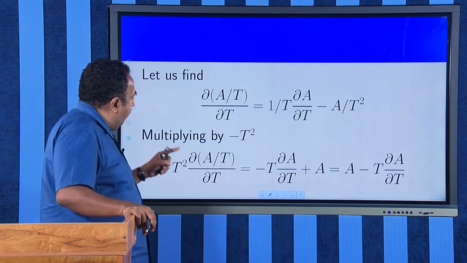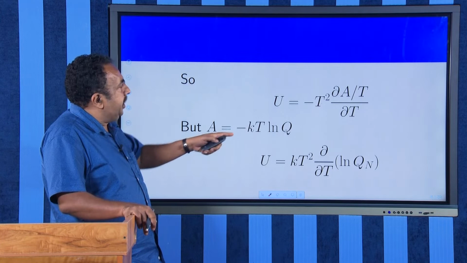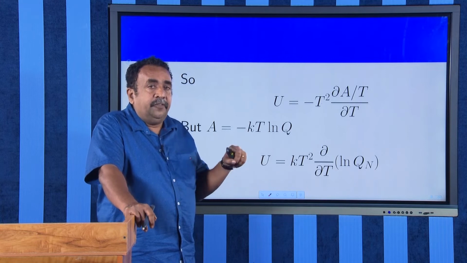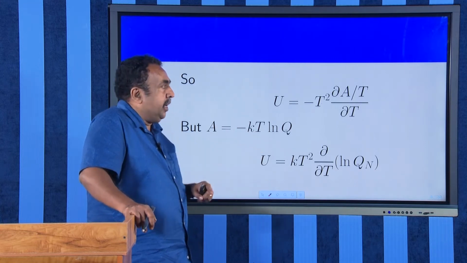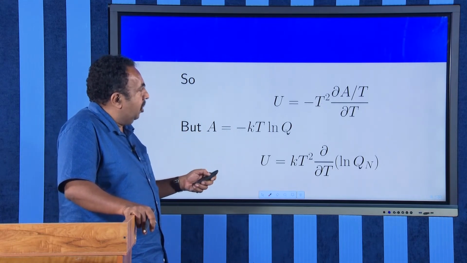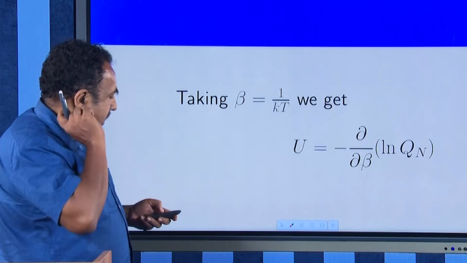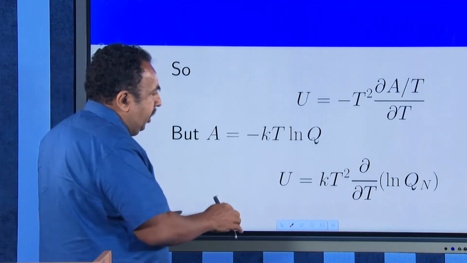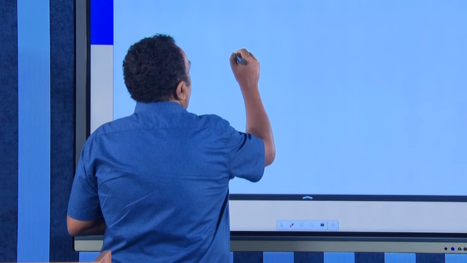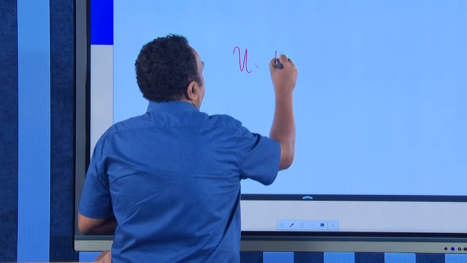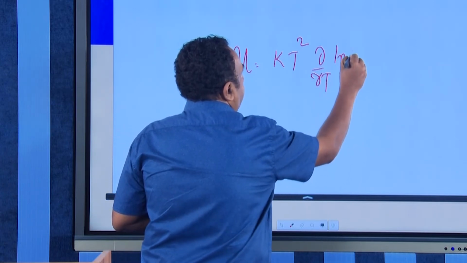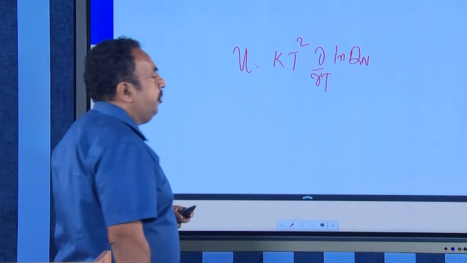Therefore, U is equal to minus T square dou by dou T of A by T, but A is equal to minus K T log Q n. Therefore, the minus and minus sign cancel, 1 T and 1 T cancel, and K I can take outside. Therefore, it becomes K T square dou by dou T of log Q n. Similarly, you obtained this expression as K T square dou by dou T of log Q n. That is, U is equal to K T square dou by dou T of log Q n.